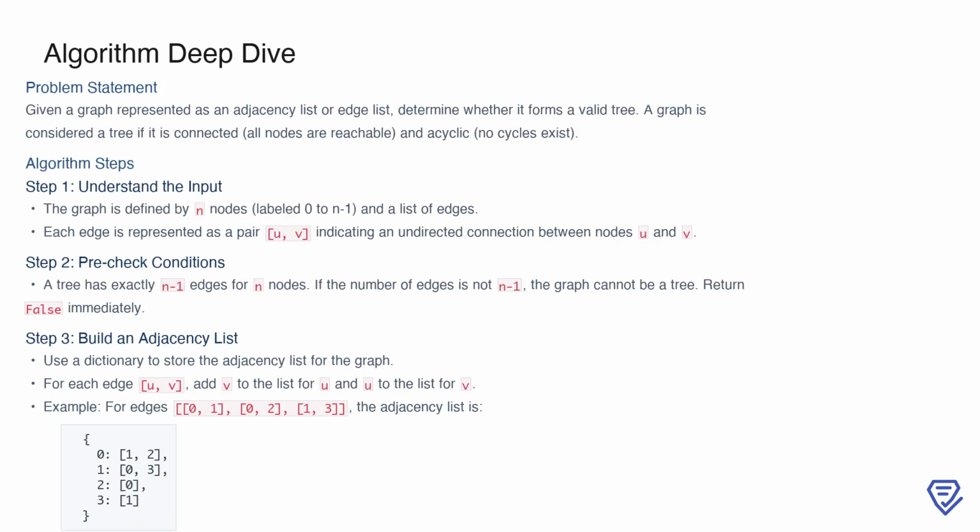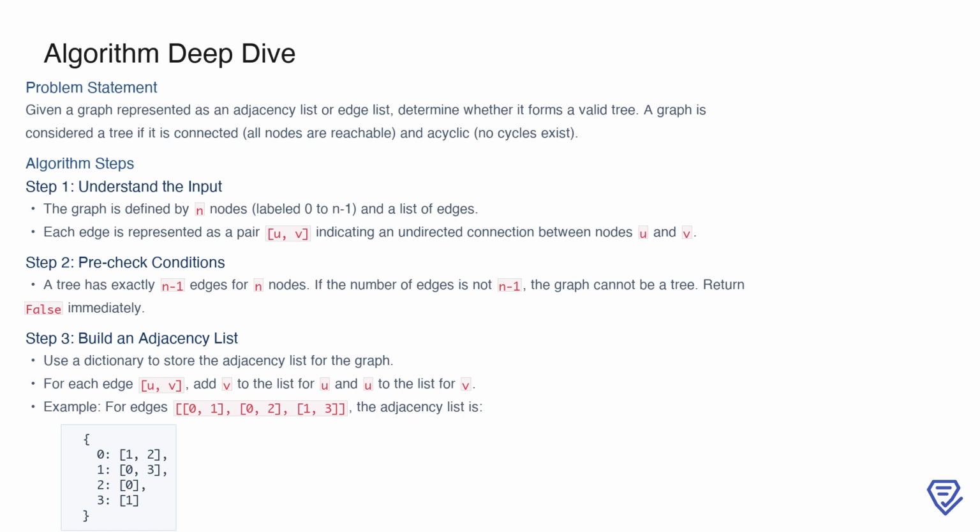To determine if a graph is a valid tree, we need to verify two key properties. The graph must be connected, meaning all nodes are reachable from any starting point, and it must be acyclic, meaning no cycles exist. The graph is represented by n nodes, labeled from 0 to n-1, and a list of edges where each edge connects two nodes. First, we perform a quick pre-check. A tree with n nodes must have exactly n-1 edges. If this condition is not met, the graph cannot form a tree, and we can immediately return false.